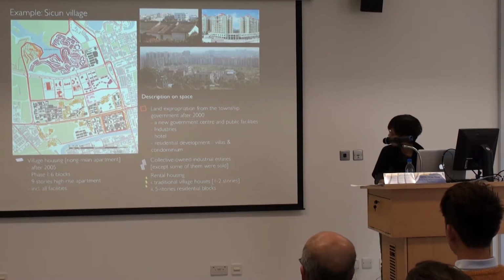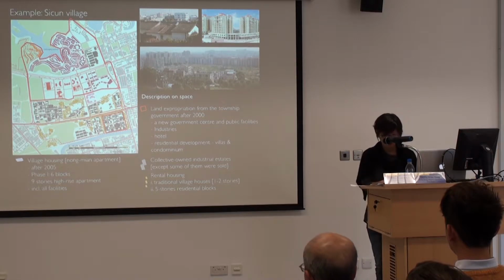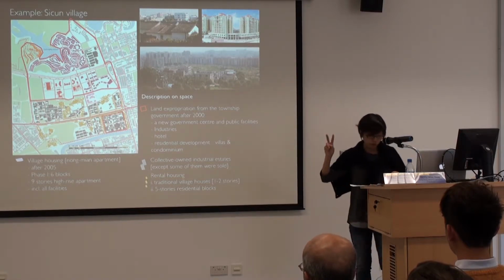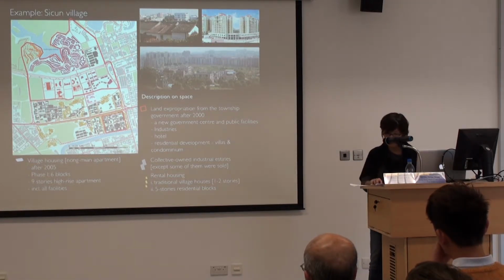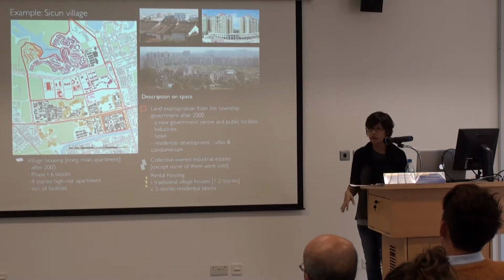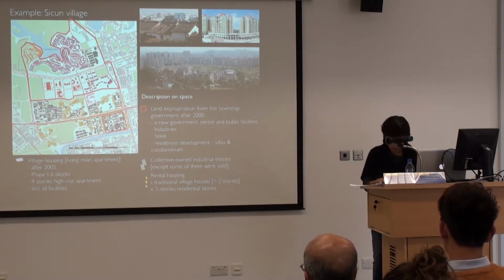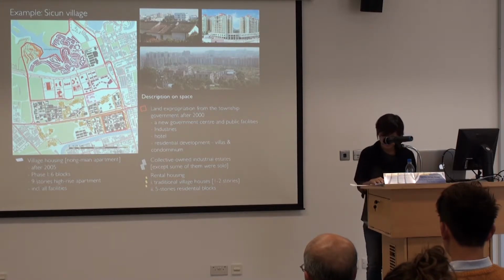Yellow, as I said, is the rental housing, which is composed of 2 types of housing. One is traditional houses, and the other is 5-story tenement buildings. Most of them are used as rental housing for the migrant workers. And the pink is, as I said, the current village housing. Around 2008, half of the village population moved into the high-rise buildings.